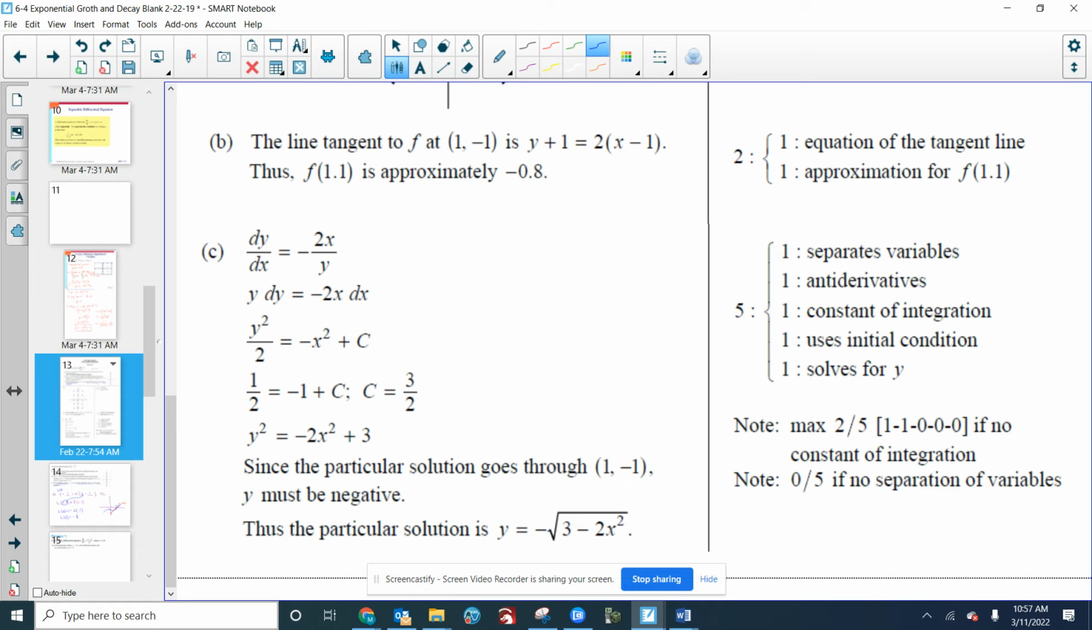Did you get negative square root of 3 minus 2x squared? I got the one above that. Y squared equals negative 2x squared plus 3? Yeah. Okay, but they ask you to solve for y. I did the square root of that. I just didn't do the negative up front. Okay, so how many of you got this far? Raise your hands.